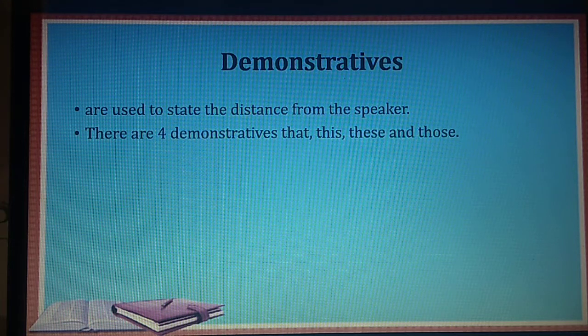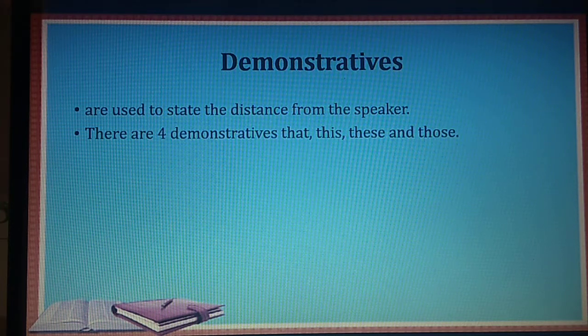Contrasting to this, if there is a tree which is very far away from you, you say that tree, because tree is singular. But if there are many trees surrounding that area, you say those trees, because trees are many and they are far away from you.